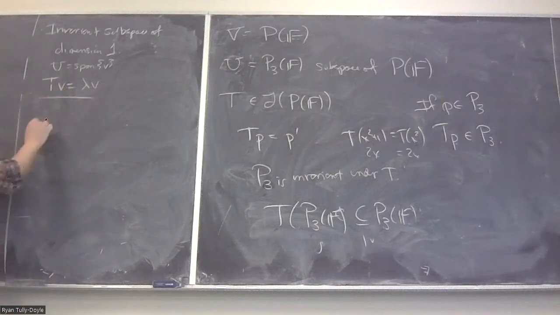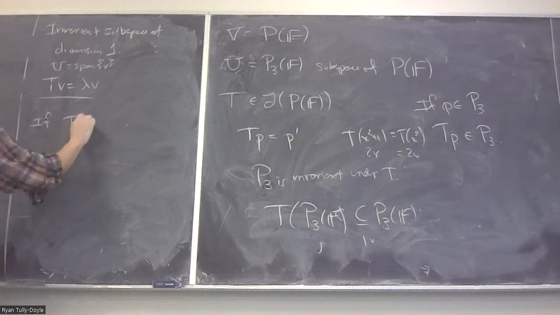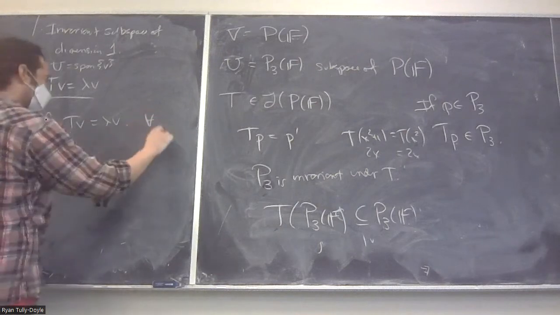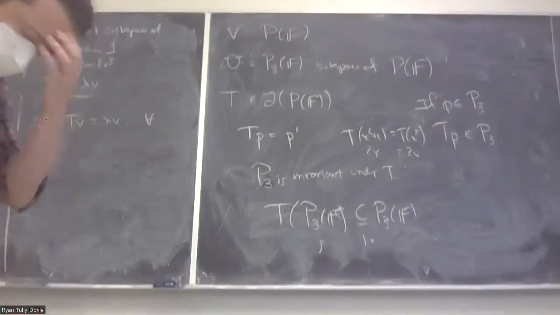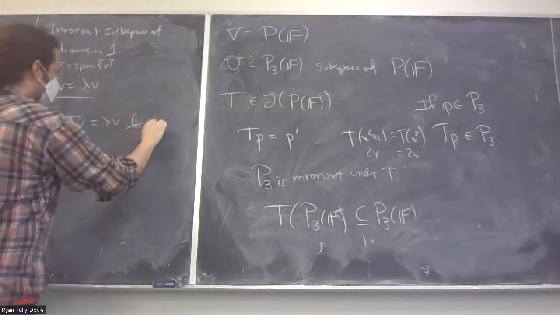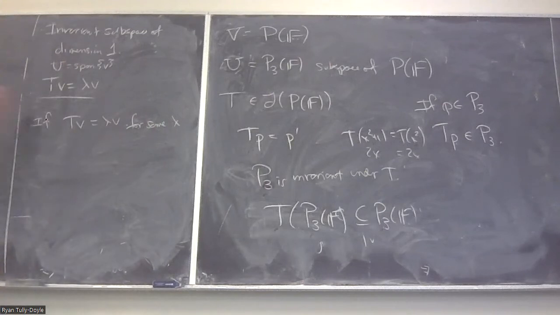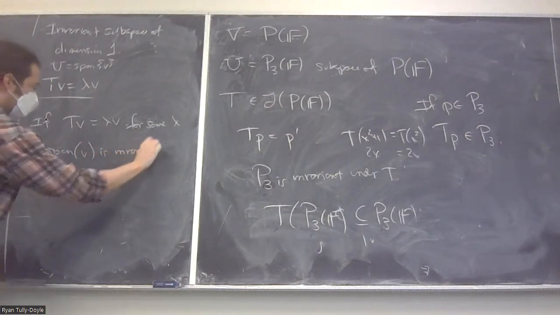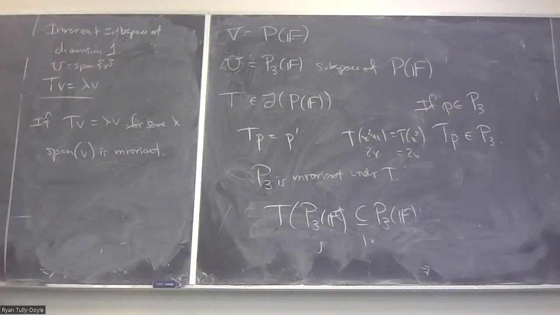You started in this space with v, you land in the span of v, so some lambda fell out. On the other hand, if Tv was equal to lambda v for some lambda, then that means that the span of v is invariant. So if you started with a one-dimensional invariant subspace, you could show that this equation held. If the span of v was invariant, you get the lambda. If you have the lambda, you get the invariant subspace.